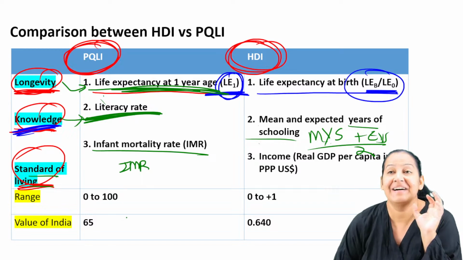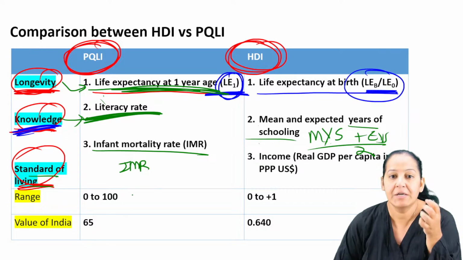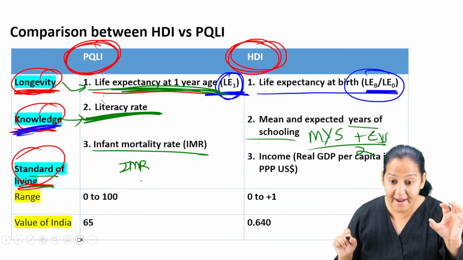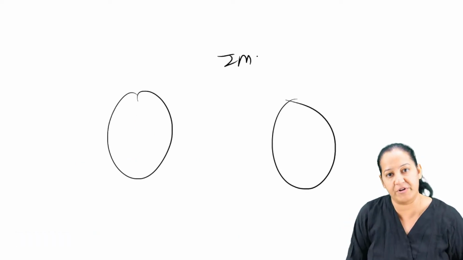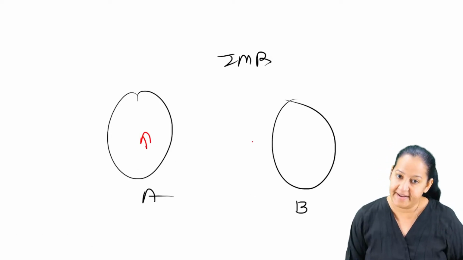Who is an infant? A newborn, a child who is less than 1 year of age, that is an infant. Suppose there are 2 countries: in one country the infant mortality rate is very high and in another country it is low. We compare the infant mortality rate in 2 countries, country A and country B. Suppose here it is high and here it is low.